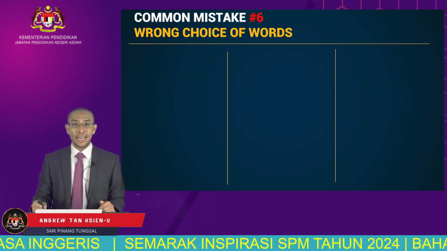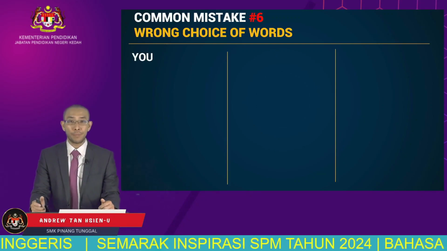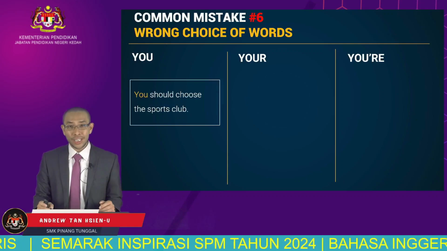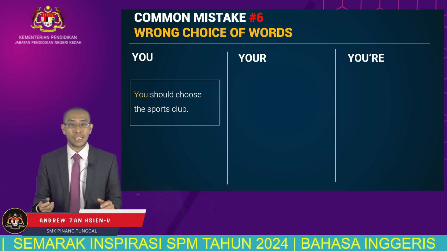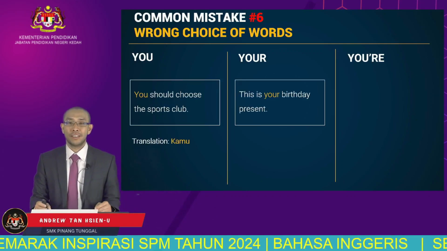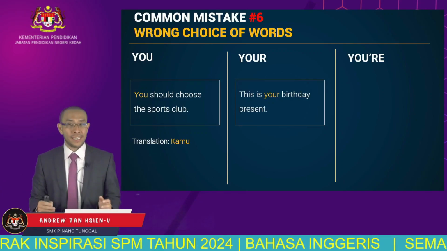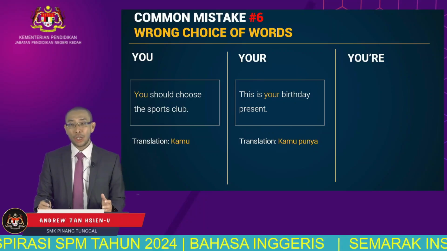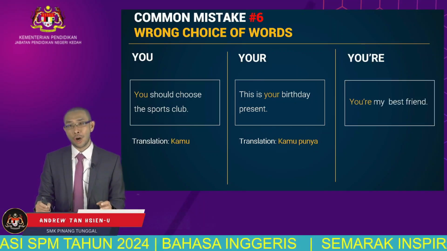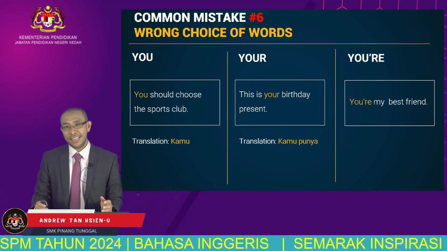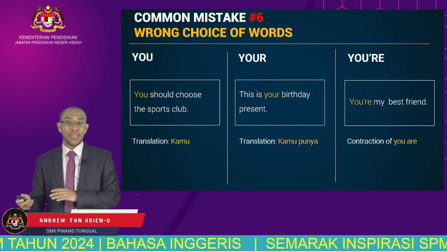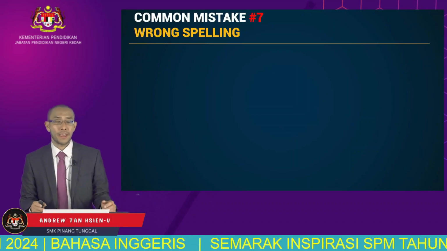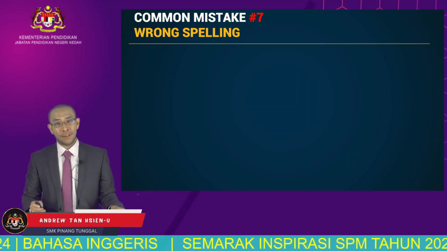Okay. Next, the wrong choice of words. The difference between you, your, and you're. All right. So you here means you should choose the sports club. It means kamu. This is your birthday present. Your means here kamu punya. Next one, you're with the apostrophe on top. You're my best friend. It is a contraction of you are. It means kamu ialah ataupun kamu adalah. Okay. Let's take a look at common mistake number 7, wrong spelling.